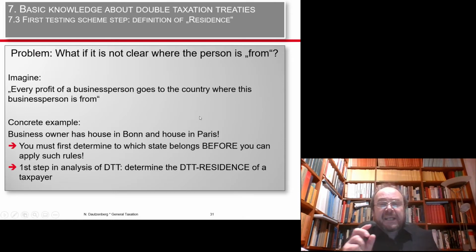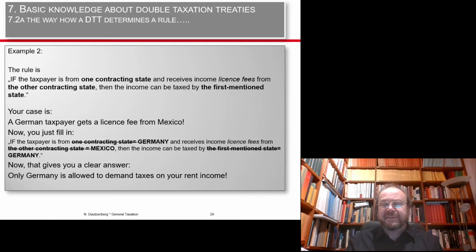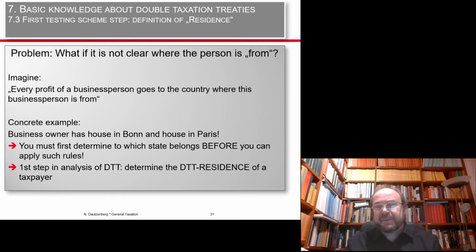Good. Now, when you look back a bit to the things which we had immediately before all these, the one state and the other state, here you see that to determine how the formula are applied, you have to know where the taxpayer is from. And now let's turn back to that problem with somebody with two houses also. Imagine you have a rule like every profit of a business person goes to the country where this business person is from. Yeah, now where is that business person from?